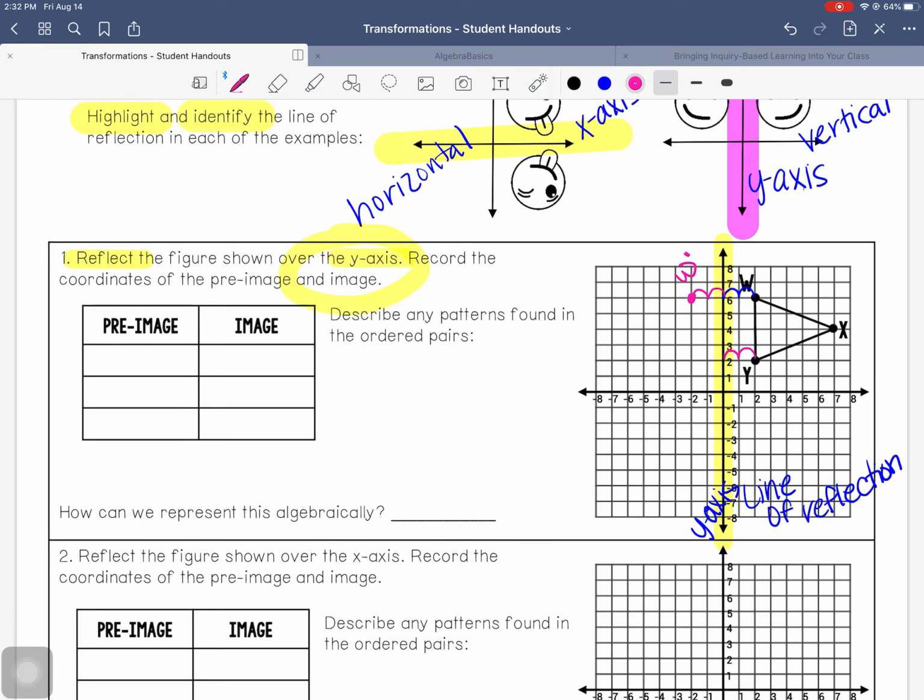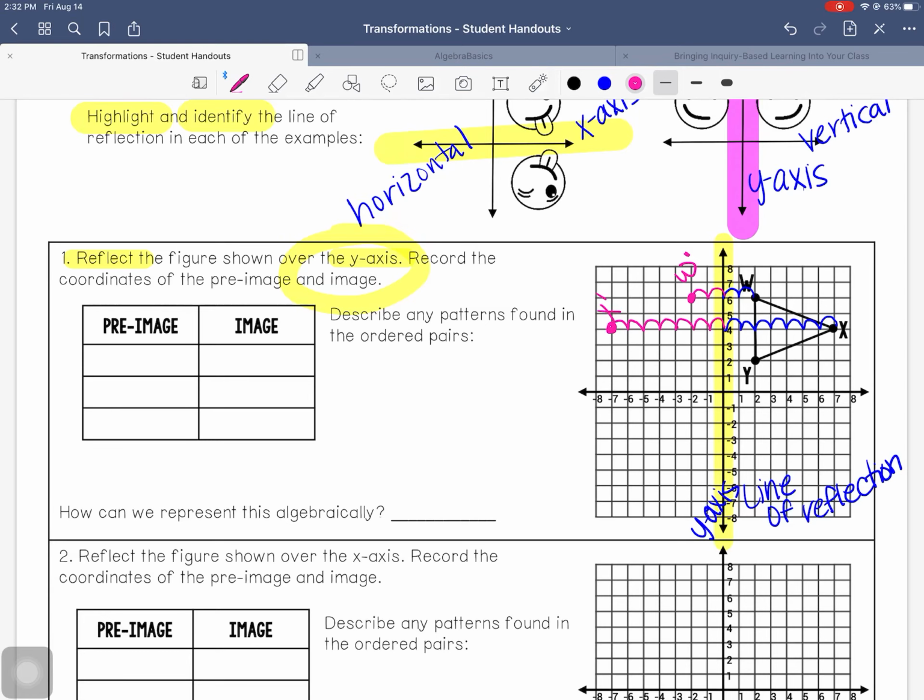Are you going to do Y next? Because you are really breaking the alphabet rules here. I'm sorry, W, X, Y. So let's do X. How far away? 1, 2, 3, 4, 5, 6, 7. So that is 7 away from the line of reflection. All I'm doing is counting the boxes. So now we're going to count 7 more. 4, 5, 6, 7. And we're going to label our point X prime.